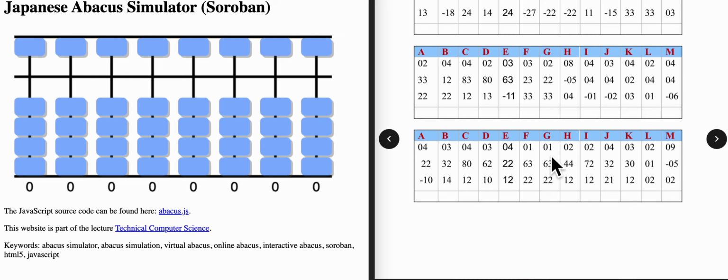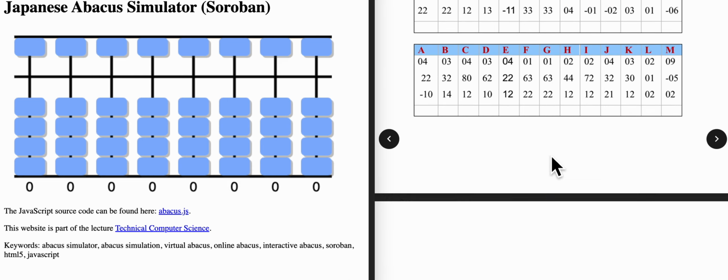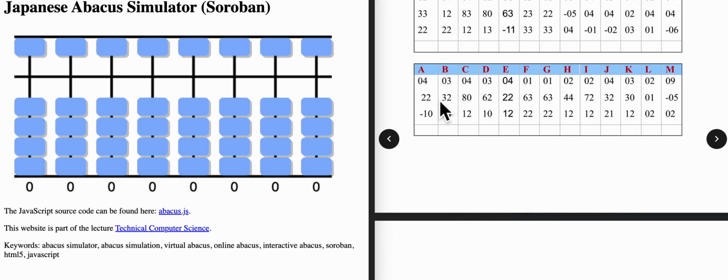Now let's see some different problems. Let's see these two. 4, 22. 2 here, 2. Is there enough beads to add for plus 2? No. What is the equation for plus 2? Plus 2 equals minus 3 plus 5. Now take away 10, minus 10. 16. So here you have to write 16. Then clear the board.